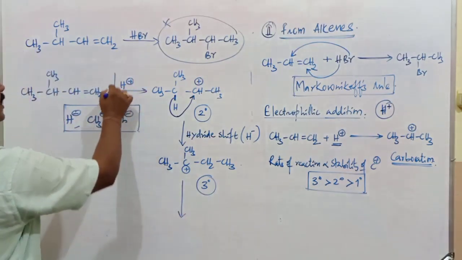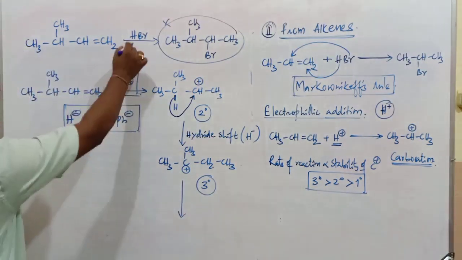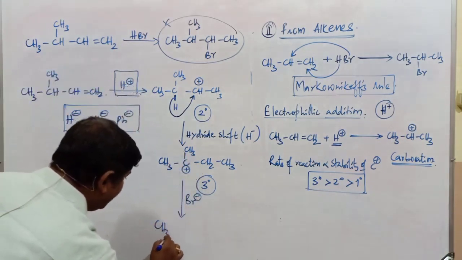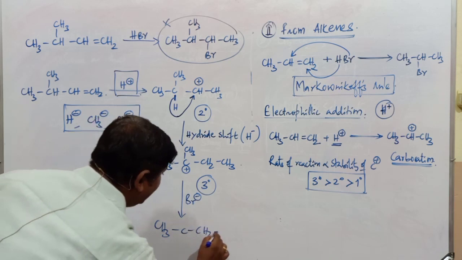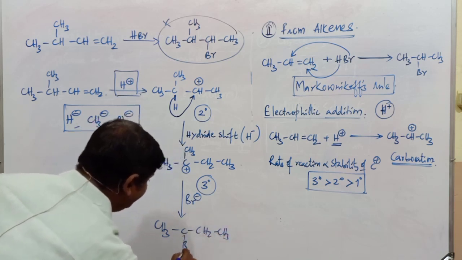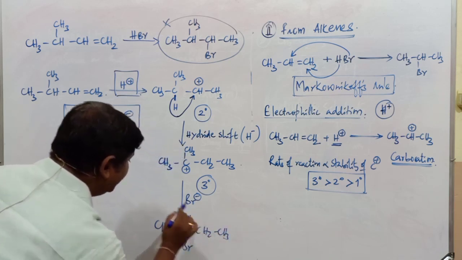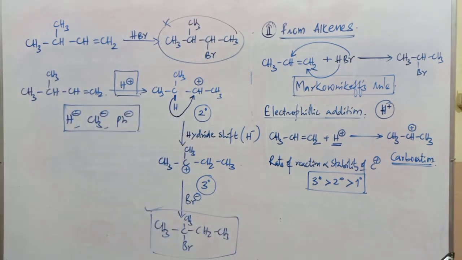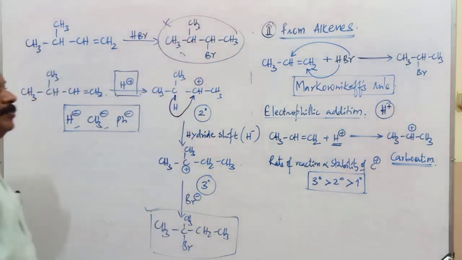First we have added the corresponding H plus. Now the remaining Br minus is going to be added over the carbocation. So the product is very clear: CH2, CH3, this is Br and this one is CH3. What is the name of this product? It is 2-bromo 2-methyl butane. It's not about this particular product.